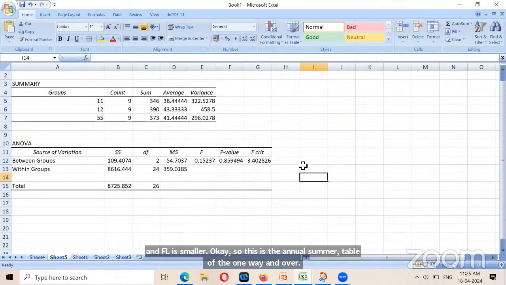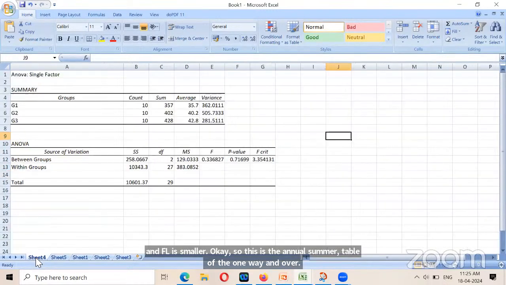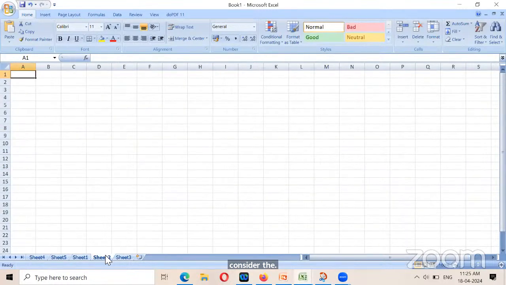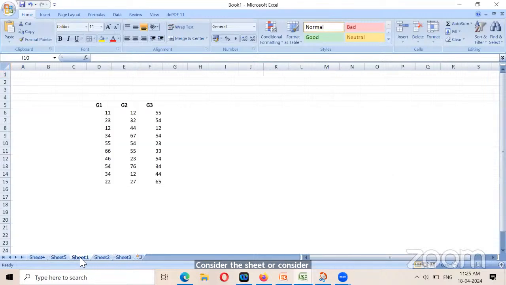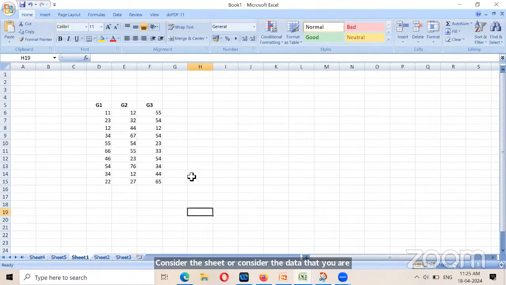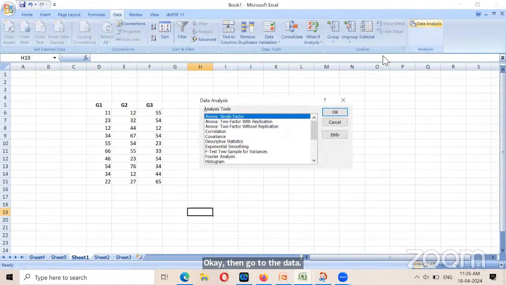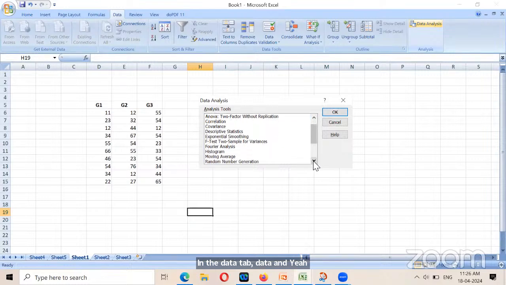How to consider the two-way ANOVA? It is simple. Just consider the same sheet, the same data that you are taking. Then go to the Data Analysis ToolPak in the Data tab. Here, we can have two-way ANOVA.